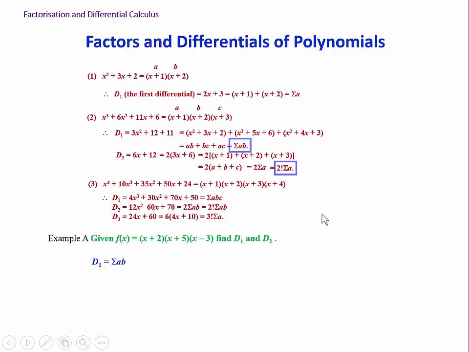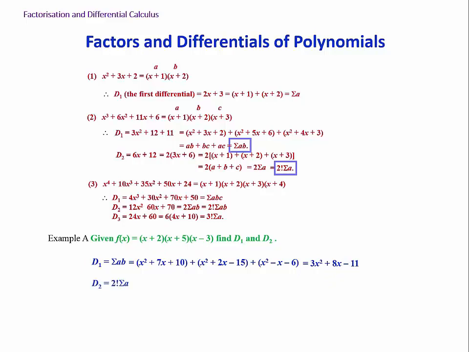So d1 we know is given by sigma AB, which simply means that we multiply products in pairs and add up. So that means we multiply this product, which is here, this product, which is here, and the two outer ones, which is here. And if we add them up, we get this, and this is d1, and we found it without multiplying out the factors to get the cubic itself.